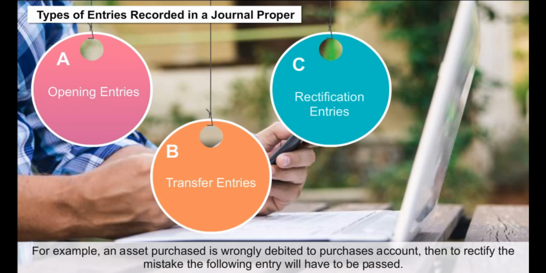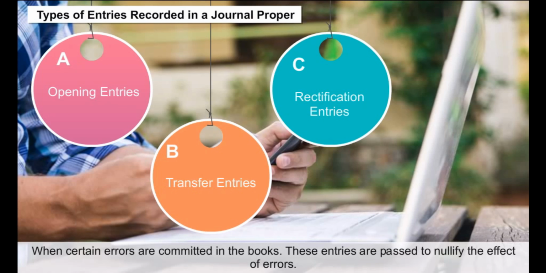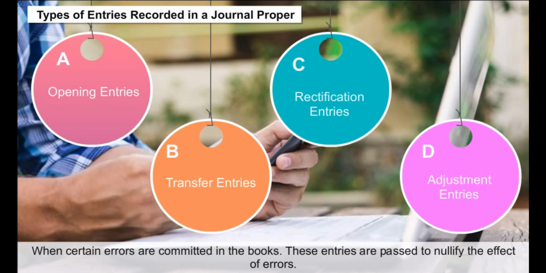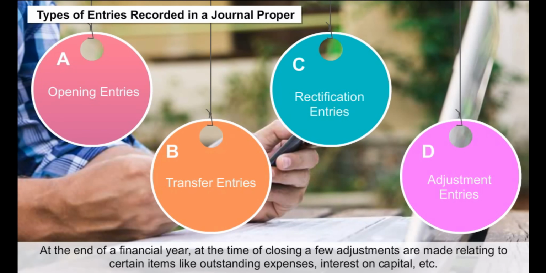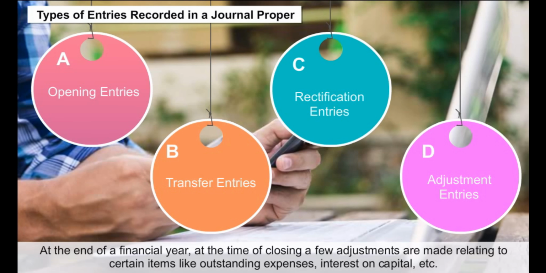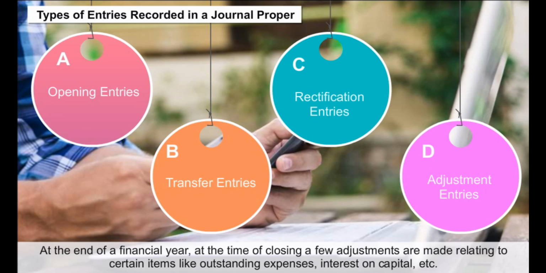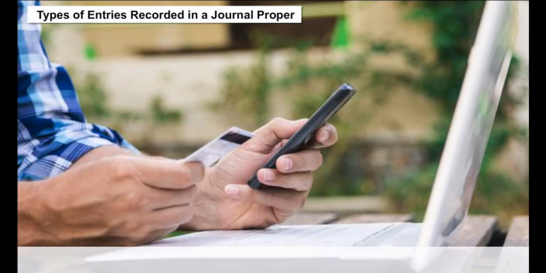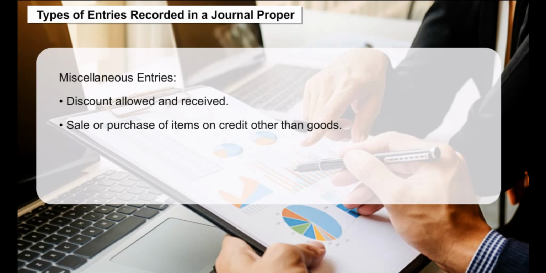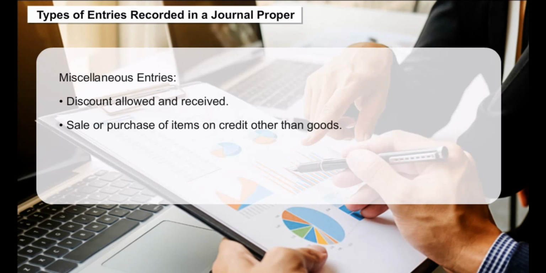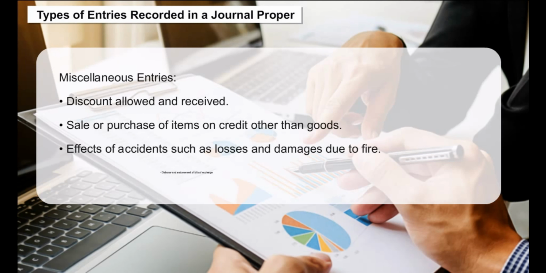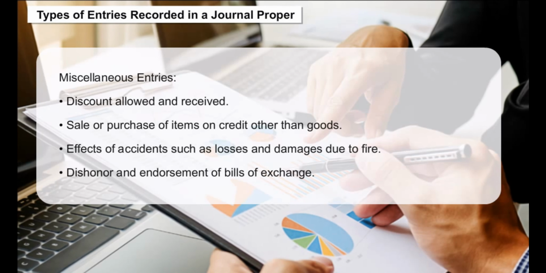C. Rectification entries. When certain errors are committed in the books, these entries are passed to nullify the effects of errors. D. Adjustment entries. At the end of a financial year, at the time of closing, a few adjustments are made relating to certain items like outstanding expenses, interest on capital, etc. E. Miscellaneous entries. Discount allowed and received. Sale or purchase of items on credit other than goods. Effects of accidents such as losses and damages due to fire. Dishonor and endorsements of bills of exchange.